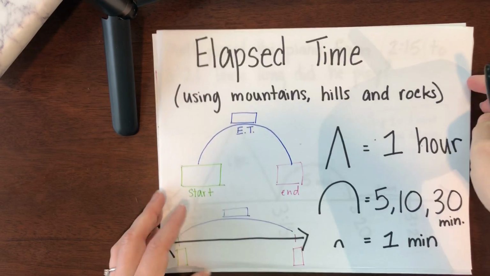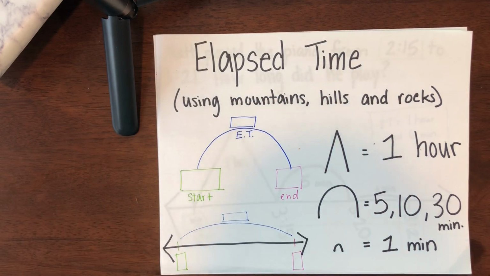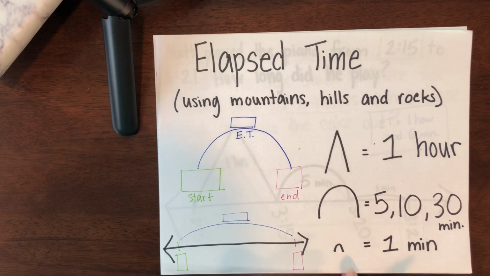So when you're working this week on these problems, on every problem, I want you to draw a number line and use these mountain, hills, and rocks to help you figure out the answer. So when I'm looking over your work on Seesaw, I'm going to be checking to see that you have the mountain, hills, and rocks strategy this week.